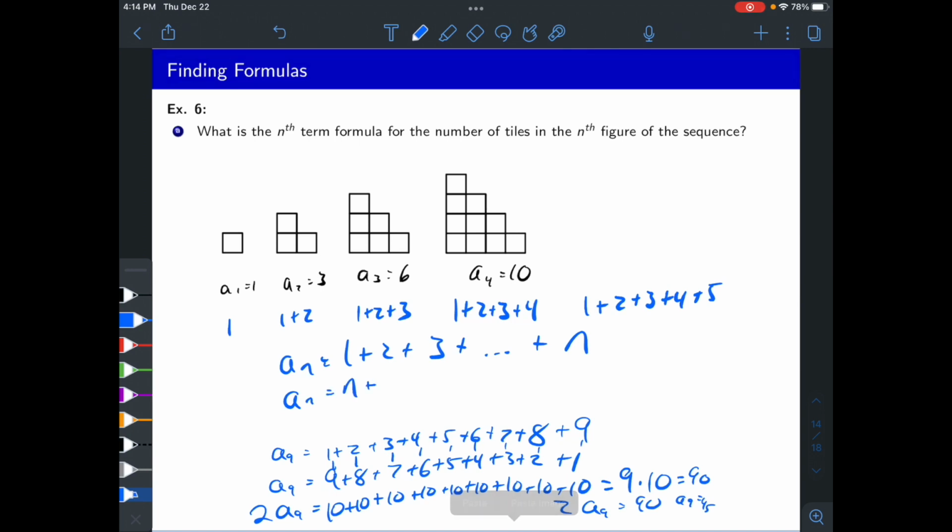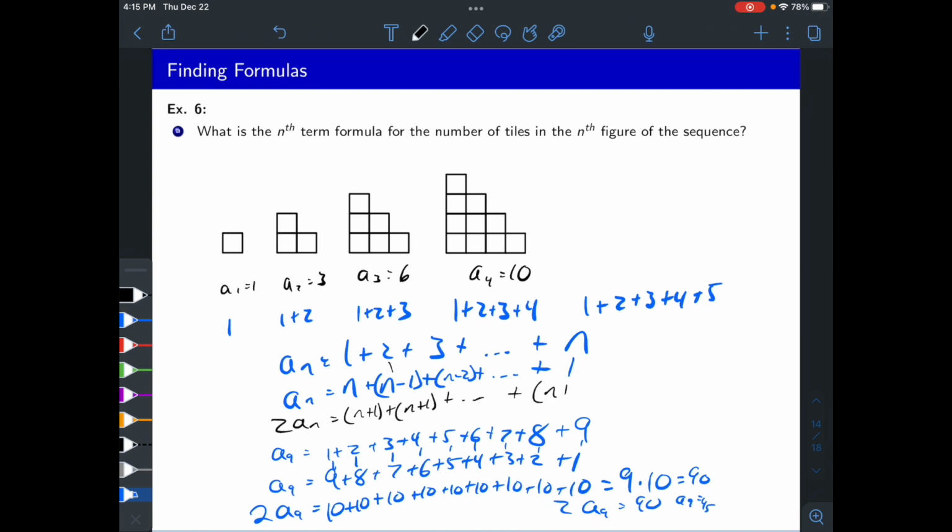So if I were to do the same trick over here, n plus n minus 1 plus n minus 2 plus, and then it goes all the way down to 1. So n minus 1 would just be the term that comes before the n, right? If I were to put what goes here, this would just be n minus 1. And then add these things together, I get 2a_n is equal to n plus 1 plus, and then what's 2 plus n minus 1? That's also n plus 1.